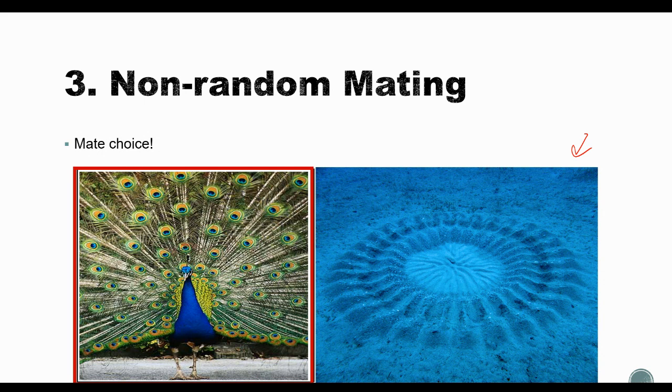So the puffer fish will actually make these patterns in the sand as part of the mating ritual in order to attract the female. So that is another example of non-random mating. So the female is choosing a mate based on this behavior, which means that her puffer fish pups will be more likely to exhibit that same behavior.